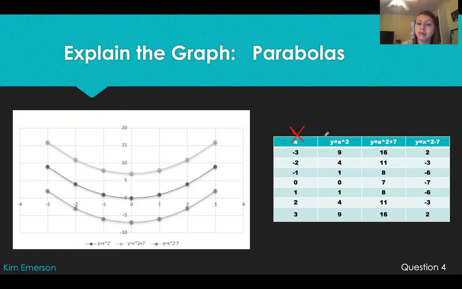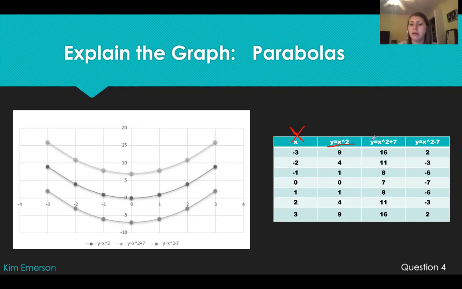So we have y equals x squared. We put in -3 for x. -3 squared is 9. -2 squared is 4. -1 squared is 1. 0 is 0. 1 is 1. 2 squared is 4. And then 3 squared is 9. So we see how that works out, right?